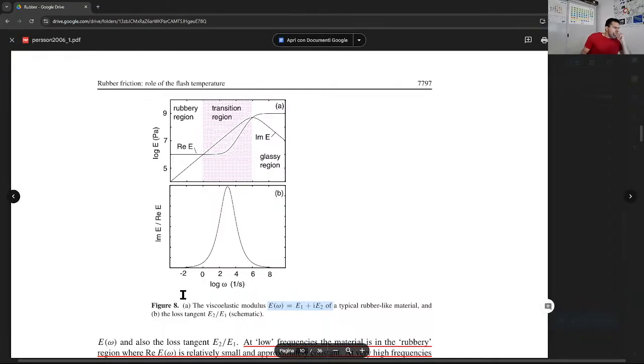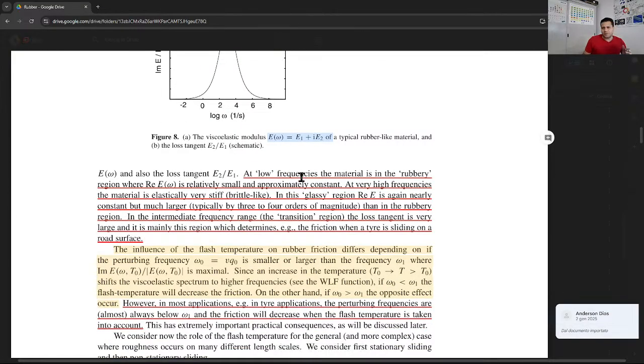And you have E2 divided by E1, where E2 is the imaginary part of the elastic modulus and E1 is the real part of the elastic modulus. These are given by the imaginary elastic part. And then when we divide this, we can obtain the loss tangent.